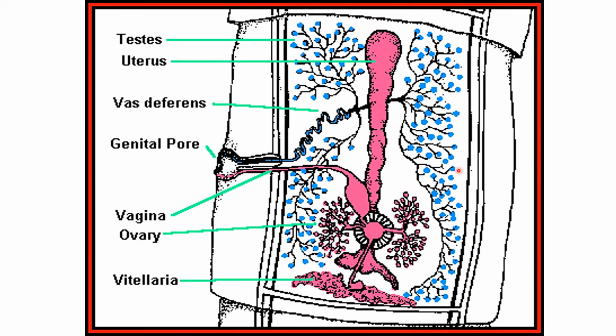So another picture, a much clearer picture. So we have the testis here, testis. We have the ovary. We have this, the uterus rather. We have here the ovary, and we have the vas deferens and the vagina meeting at the genital pore. Okay?